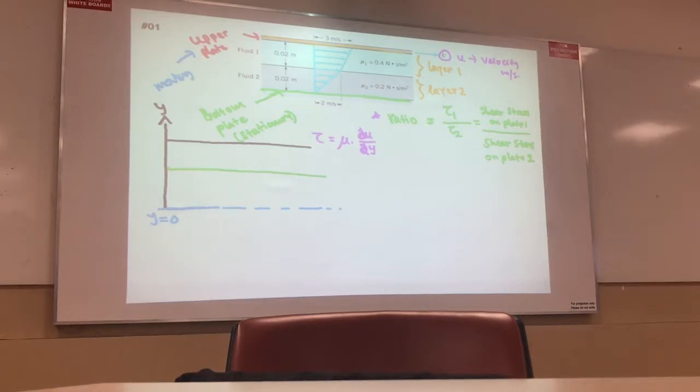So at that point, the value of y is 0.04, right? And at that point, the value of y is 0.02, 0.04 at that point. So what is the velocity here? The velocity here is 0. At the top point, what is the velocity?